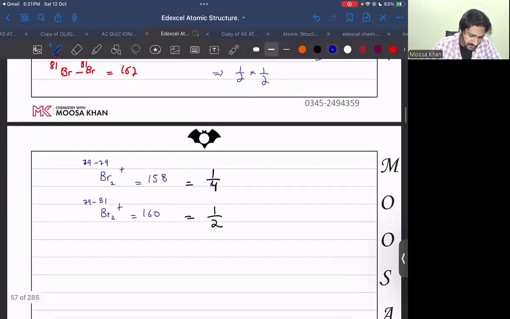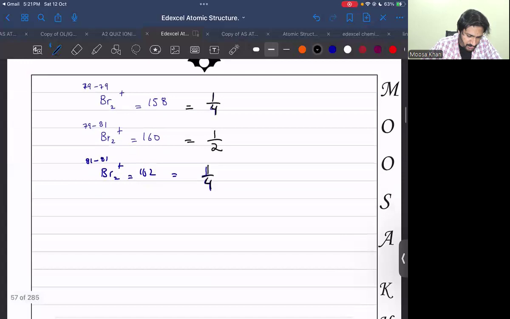And for the third line, where both the isotopes have the mass number 81 and the mass is 162, it is again half into half, which is 1/4. So if you just take these ratios and multiply all the values by, let's say, 4, it would become 1:2:1.